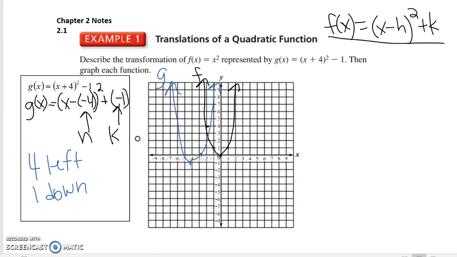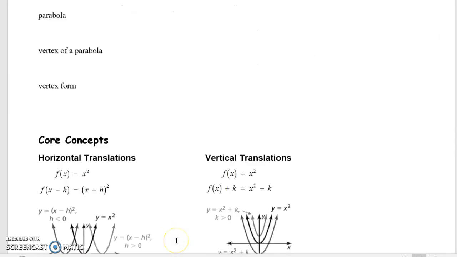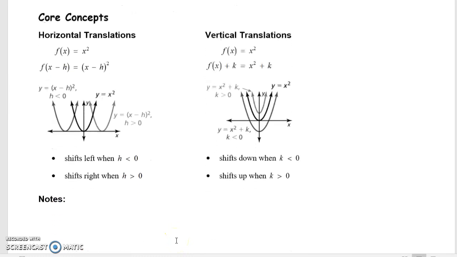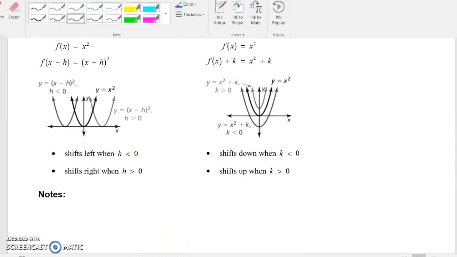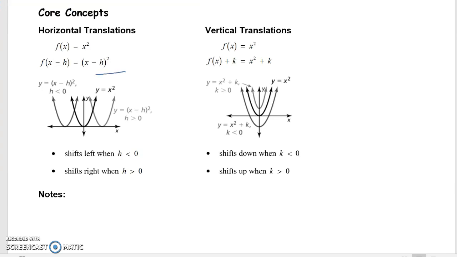Your graph should look like this, and notice in your journal the core concepts of horizontal and vertical translations. This is what we just looked at. f of x minus h squared and x squared plus k. Shifting left and right when it's on the inside, shifting up and down when it's on the outside.